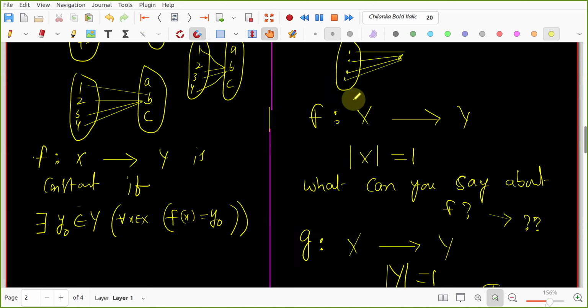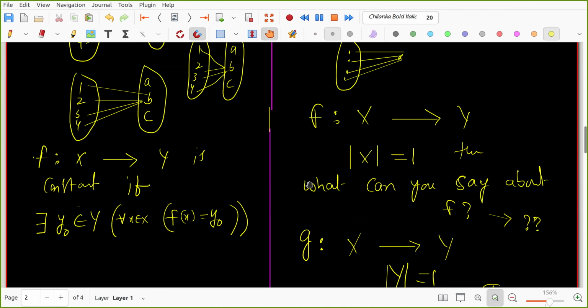If f is a function and the cardinality of X equals 1, then f is constant. What about the converse? If f is a constant function from X to Y, then is the cardinality of X equal to 1? Is it true? No, sir, it is not true. Need not be. Do you have a counter example? Yes, sir, the example that we discussed before. Good.